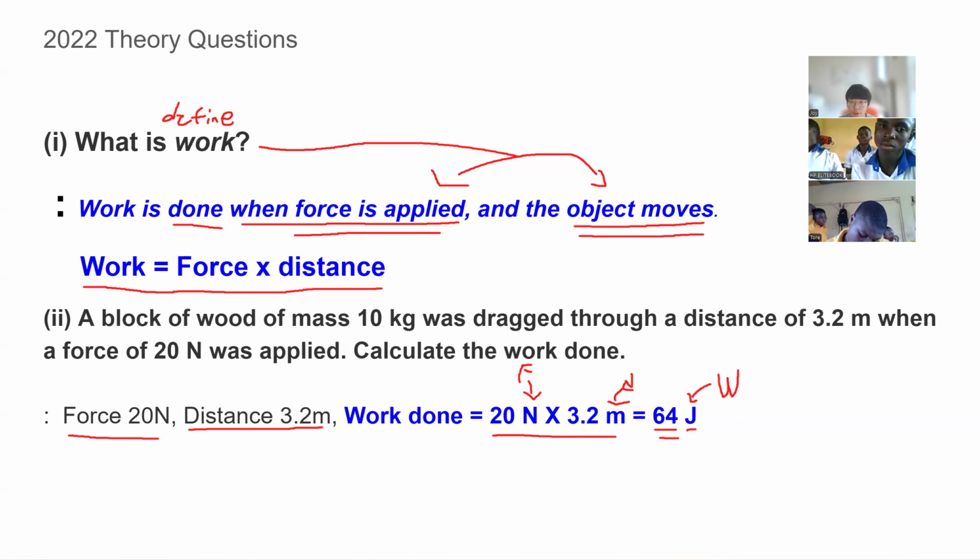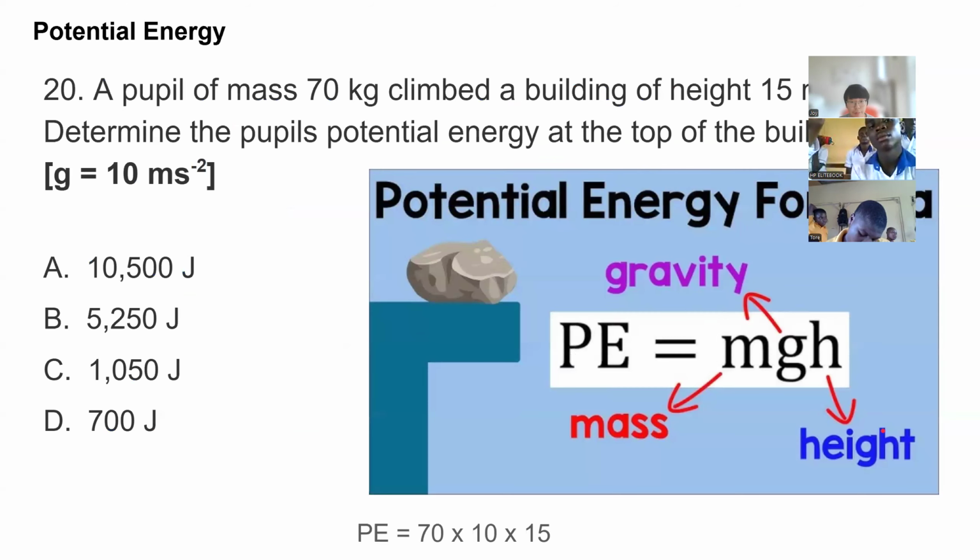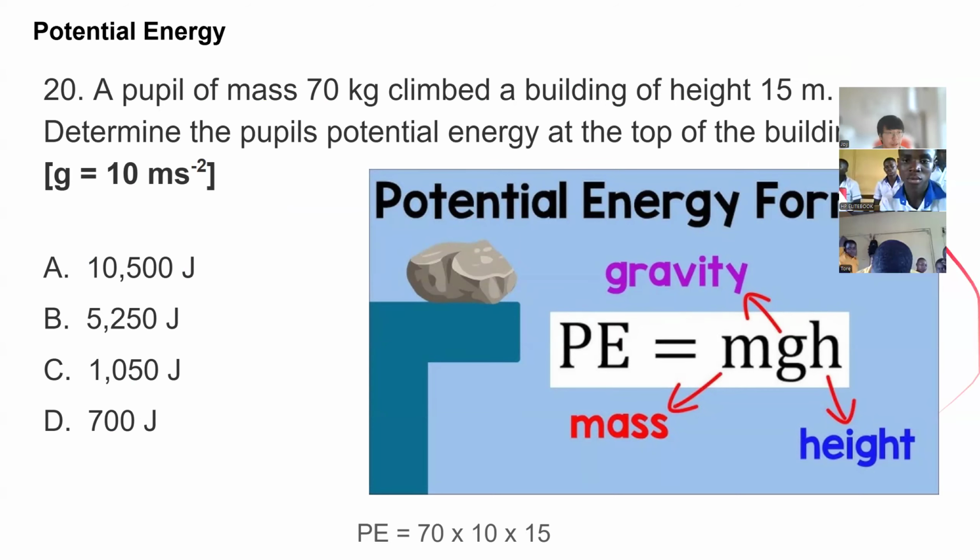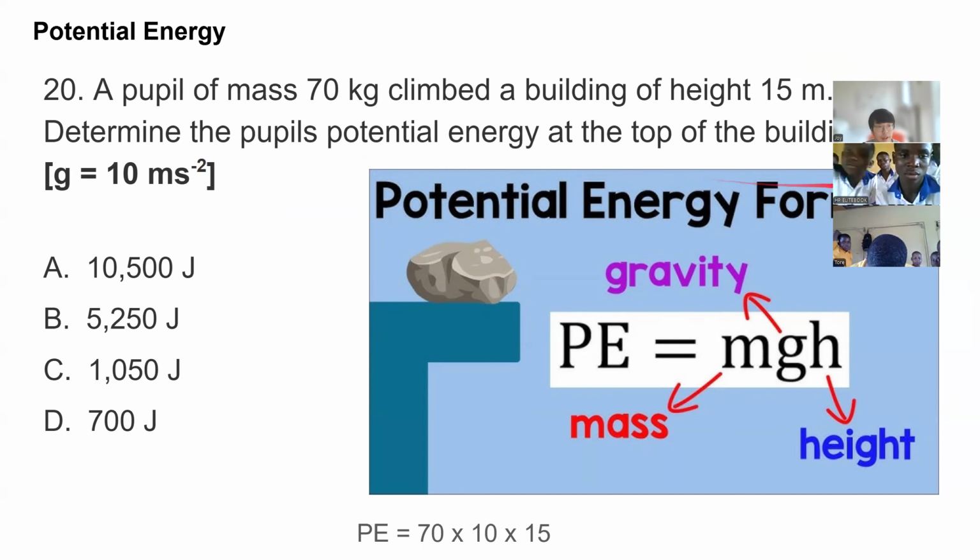Okay, so now we're ready to move on to another important topic, which I think will be the last topic for today, which is potential energy. This is also very important. A pupil of mass 70 kilograms climbed a building of height 15 meters. Determine the pupil's potential energy at the top of the building. So this question is asking us to calculate the potential energy.